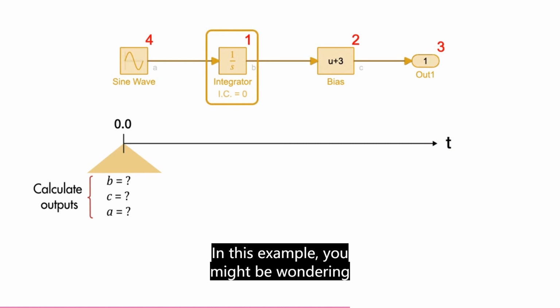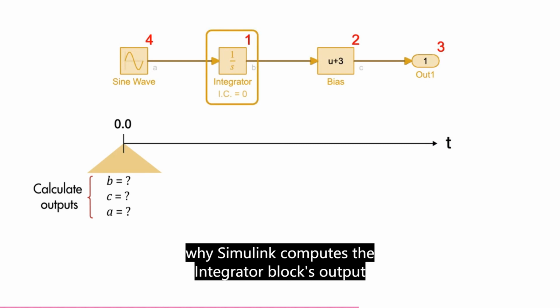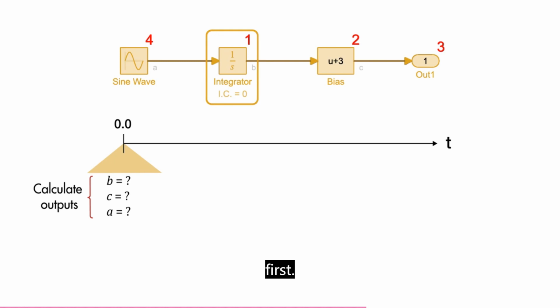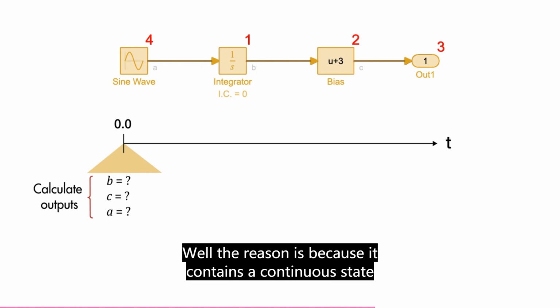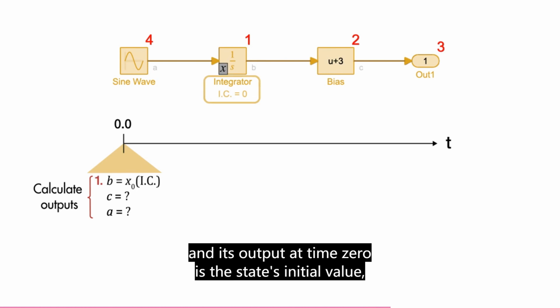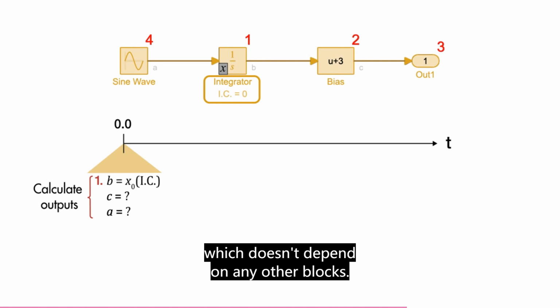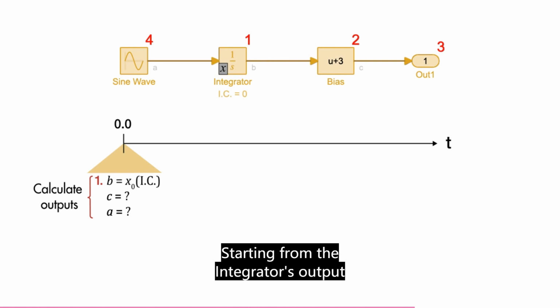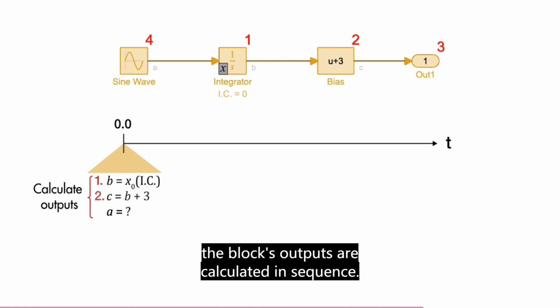In this example, you might be wondering why Simulink computes the integrator block's output first. Well, the reason is because it contains a continuous state, and its output at time 0 is the state's initial value, which doesn't depend on any other blocks. Starting from the integrator's output, the block's outputs are calculated in sequence.